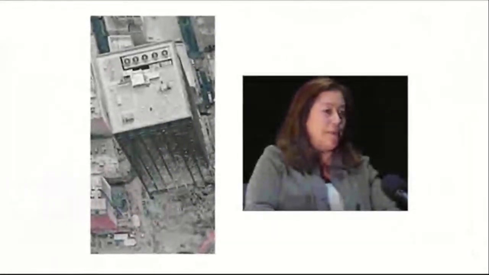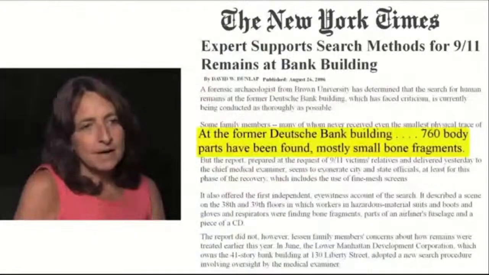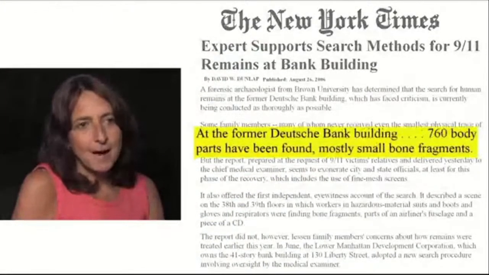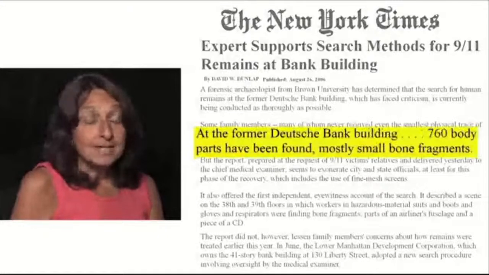Just a few years ago, they were still finding body parts on the roofs of buildings. What is that? We should know why there are over 700 bone fragments found on the top of the Deutsche Bank building less than half an inch long. We should have that information. Why were they up there? Why weren't they found? What kind of explosion was there?